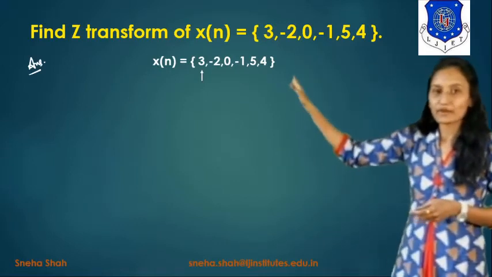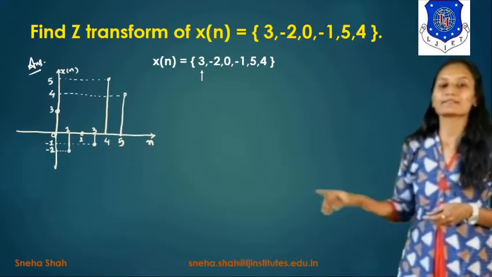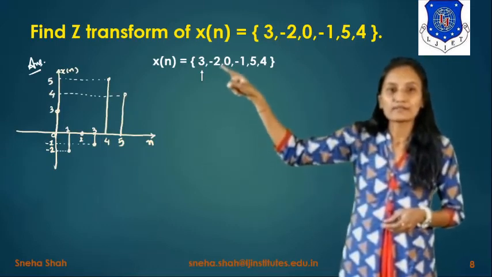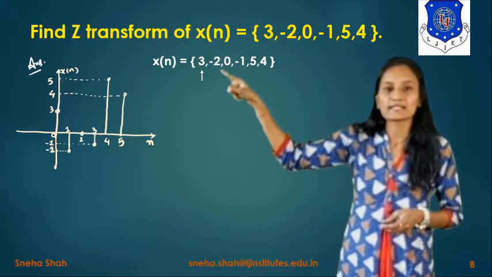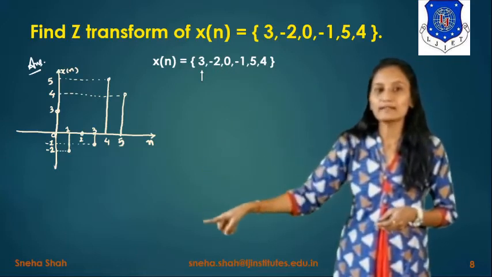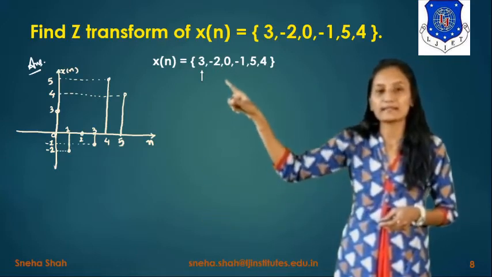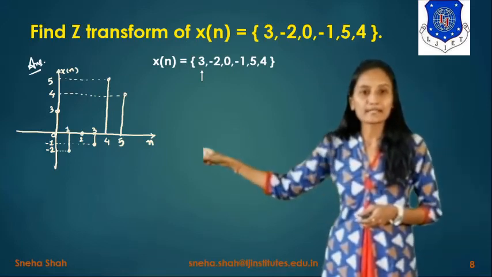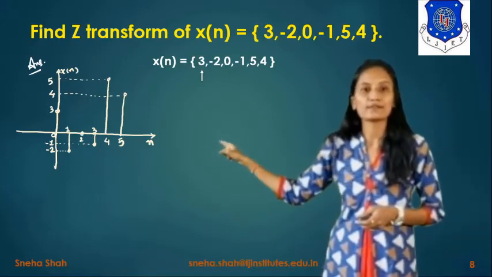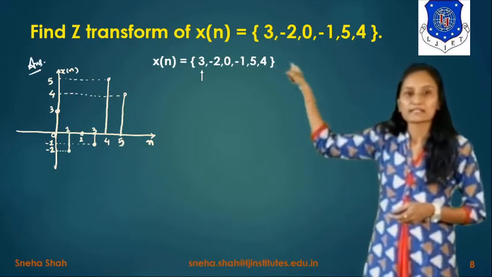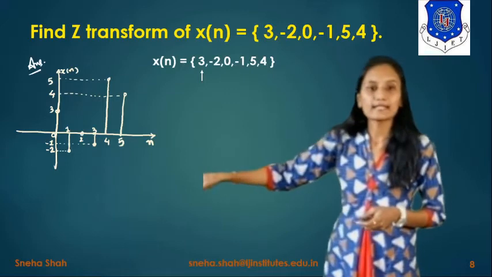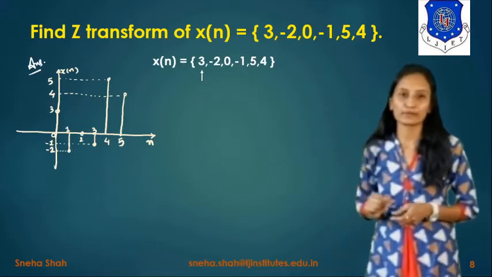Now suppose I draw the graph of this, then x of n will be represented like this. On n equals to 0, its value will be 3. Then the next one is minus 2. On n equals to 1, its value will be minus 2. Then the next term is 0. So on n equals to 2, I represent it as 0. Then the next term is minus 1, next one is 5, and the last one is 4. So on n equals to 5, its value will be 4.